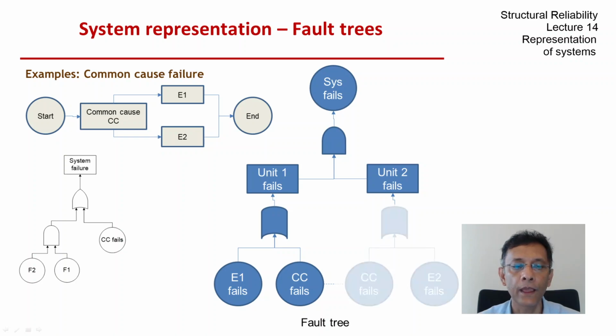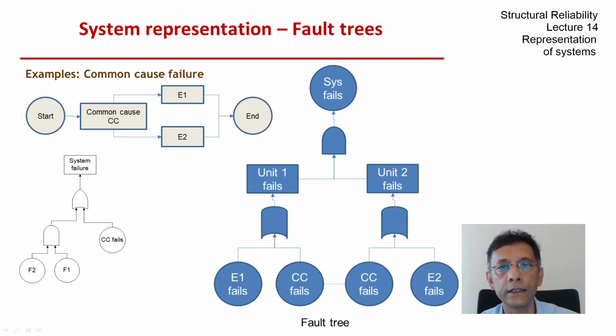And likewise, unit 2 is made up of common cause and E2, and either of them failing is the failure of unit 2. So this is a different way of representing the fault tree for the same system, and we see that CC occurs in both units, and we have a dashed line connecting the two CCs just to emphasize that it's the same event, but it appears twice, thereby imparting dependence between units 1 and 2, and causing system failure in turn.